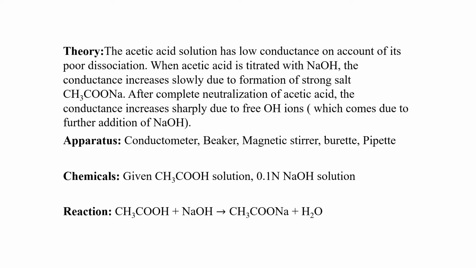Now we'll see the apparatus required for this experiment: conductometer, beaker, magnetic stirrer, burette, and pipette. Chemicals required: given acetic acid solution of unknown concentration, 0.1 normal NaOH solution, etc. Now we will see the reaction. Acetic acid plus NaOH gives sodium acetate and water.